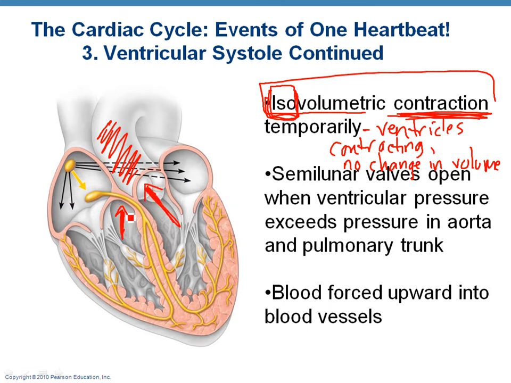Blood from your right atrium is moving up that way towards the pulmonary or pulmonic semilunar valve. It pushes those valve flaps open, and now blood is able to flow into your aorta and pulmonary trunk. That blood is forced upward into the blood vessels. So we're going against gravity here, so we need a very strong contraction to force that blood in an upward direction.